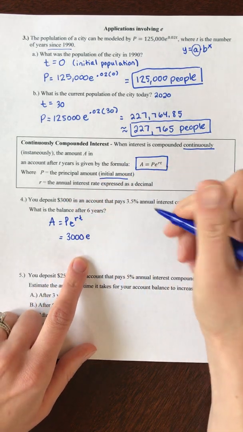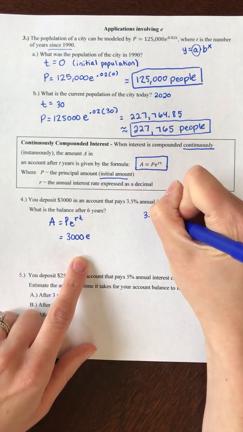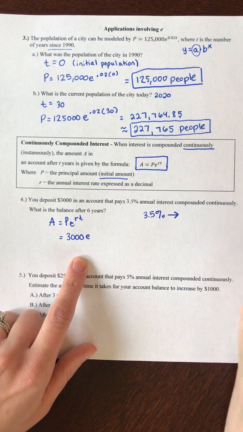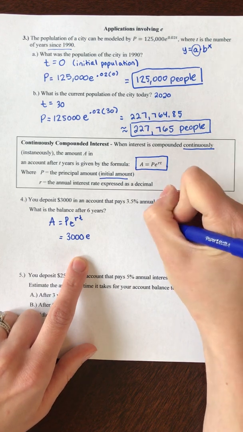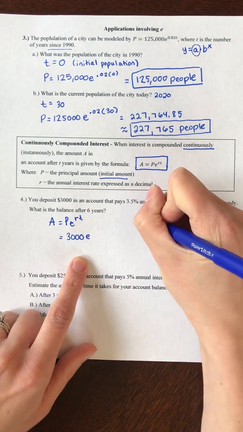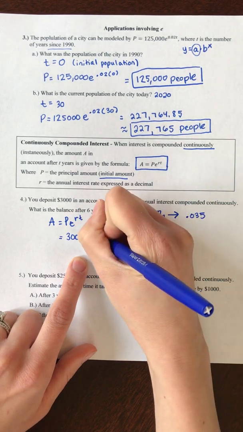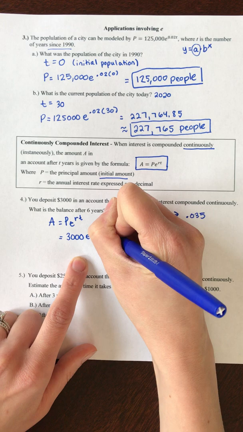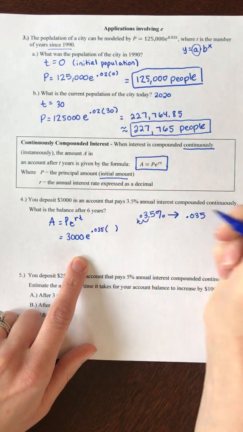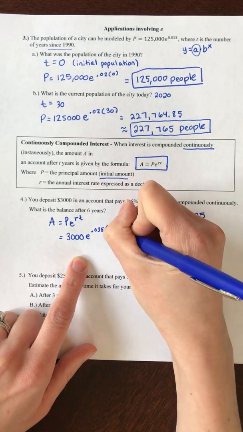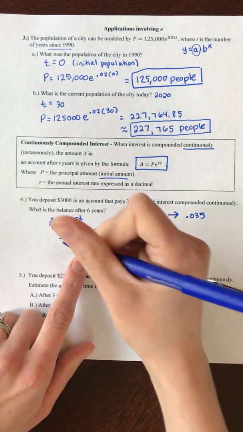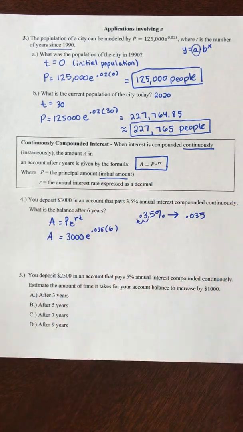E to the R, the rate is 3.5%, but as a decimal, remember we take our decimal point and just move it over twice, so you divide by 100. So that's 0.035 that I'm going to plug into this formula, 0.035 times the time, and the time period is 6. So this is what's going to be in my account after 6 years.